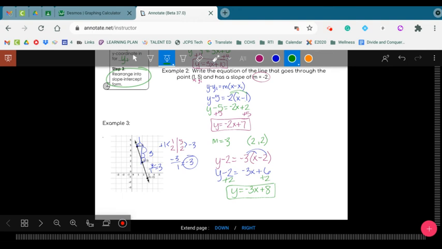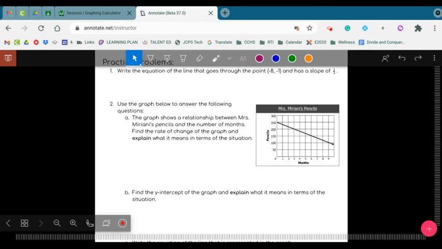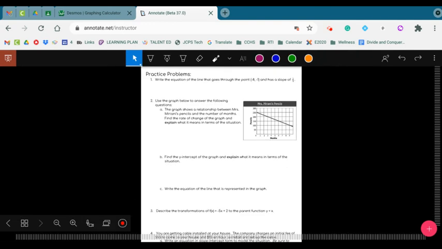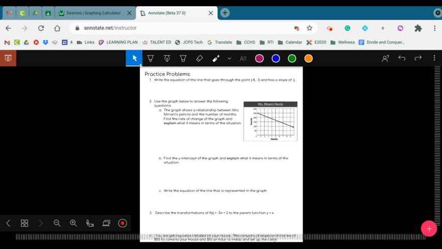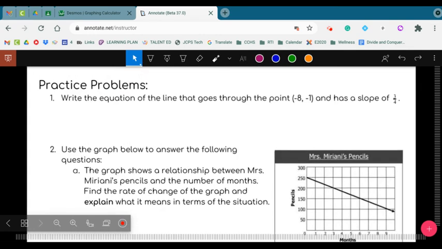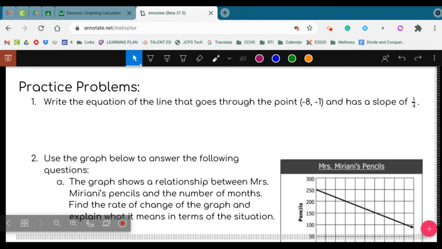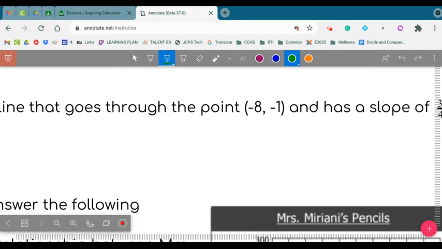Okay, let me know if you guys have any questions on that. We're going to move on to the back page. On the back page, we have a couple different types of problems just to review. The first one says write the equation of the line that goes through the point (-8, -1) and has a slope of 3/4. So we're doing the exact same thing as we did on the front page.